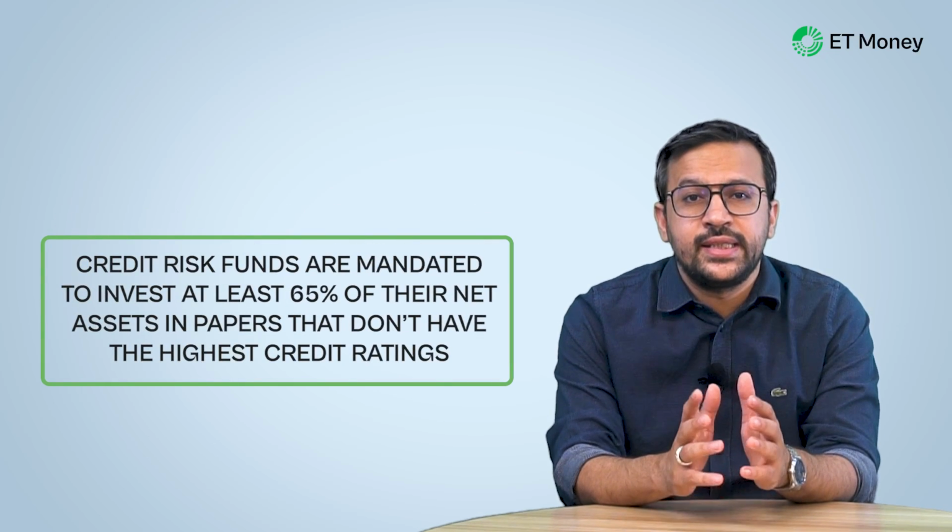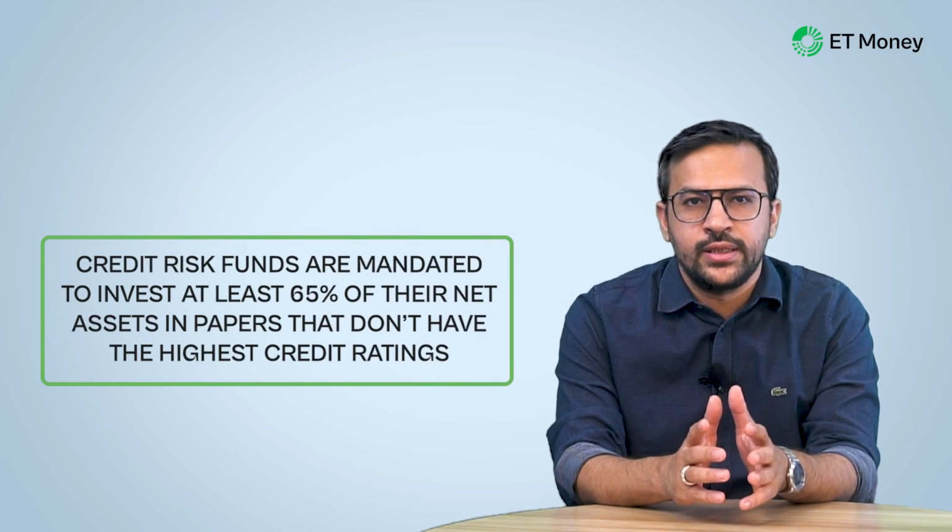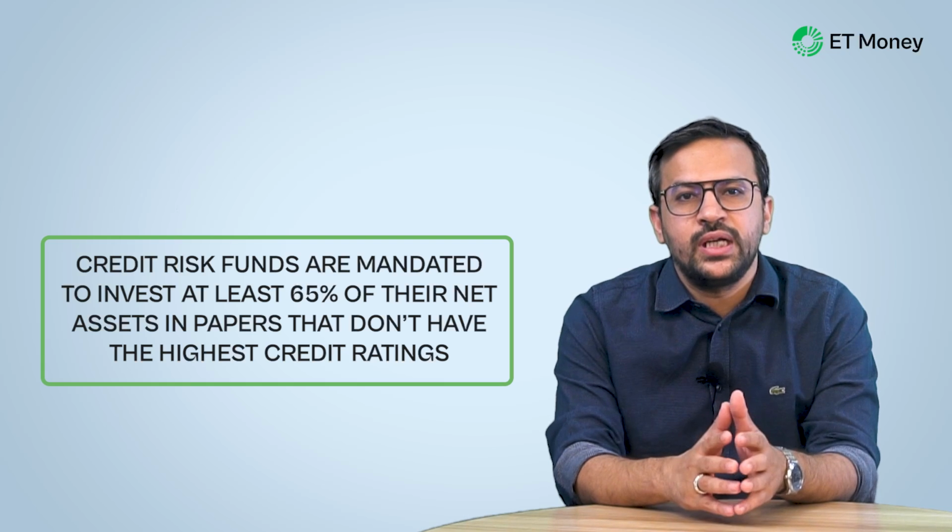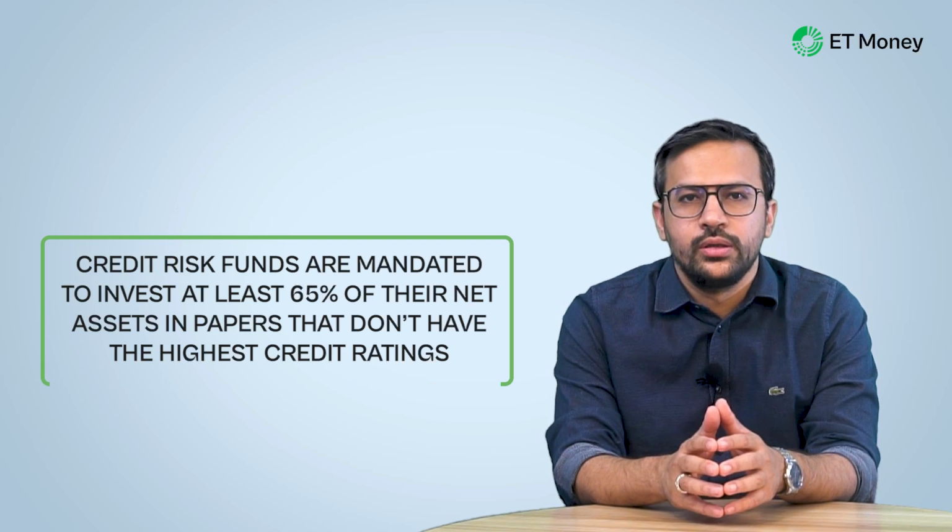Credit risk funds buy paper that are risky. They are mandated to invest at least 65% of their net assets in papers that don't have the highest credit rating. So, the majority of papers that these funds invest in are not AAA rated. Fund managers buy lower quality papers as they offer higher returns.